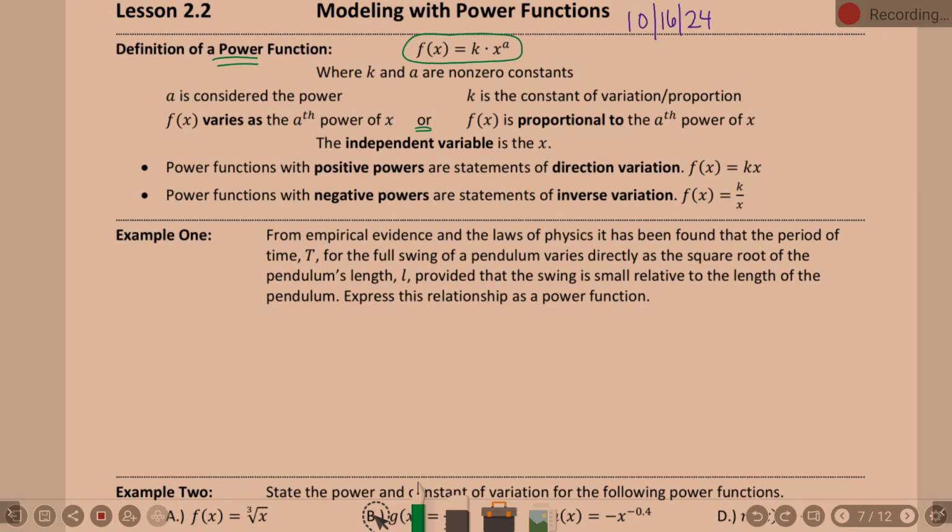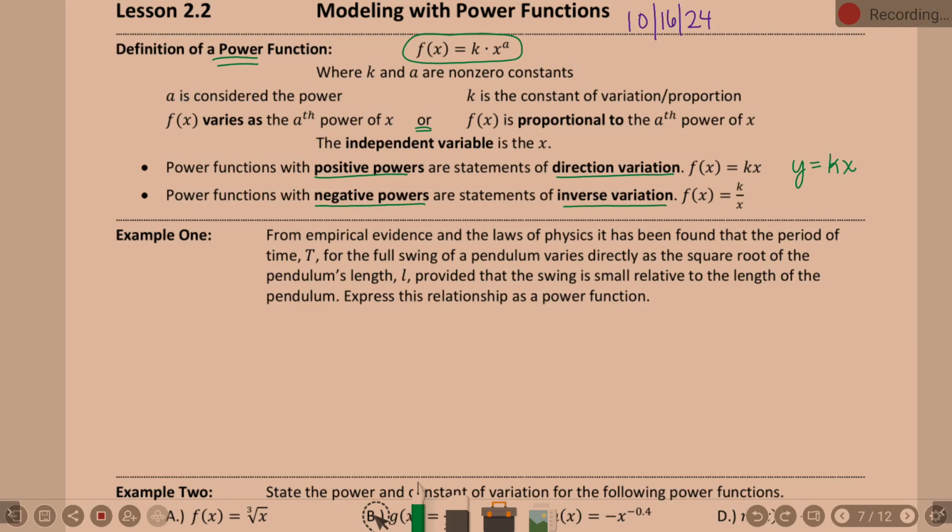And then this is relating back to direct and inverse variation, which you did a little bit in Algebra 1 and or Algebra 2. But power functions with positive powers are statements of direct variation. When you've seen direct variation in the past, you've probably seen it expressed as y equals k times x. Okay? Or f of x equals k times x. But if the power is positive, it's a direct variation. If the power is negative, it is an inverse variation.